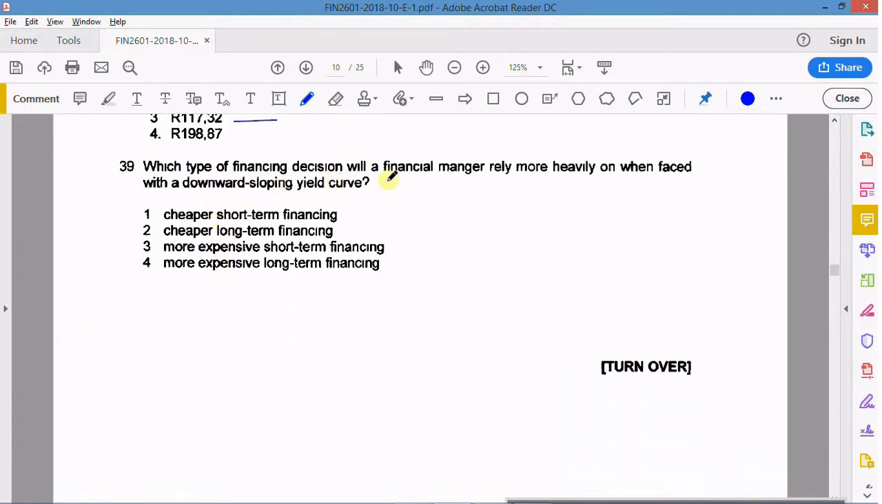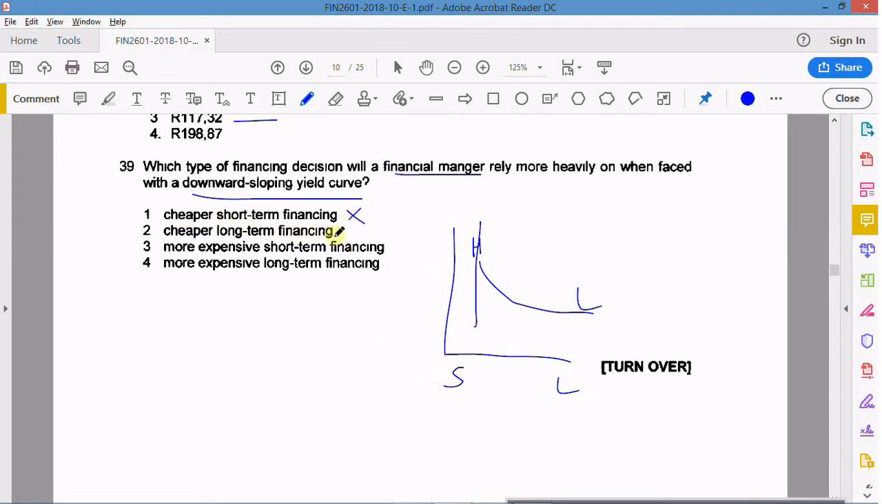Okay, last two questions, and then we're done with the multiple choice. Which type of financing decision will a financial manager rely more heavily on when faced with a downsloping yield curve? Higher rates here, lower rates there in the future. That's short term, that's long term. Cheaper short-term financing? False. Cheaper long-term financing? True. More expensive short-term financing? True. More expensive long-term financing? False. So two and three.